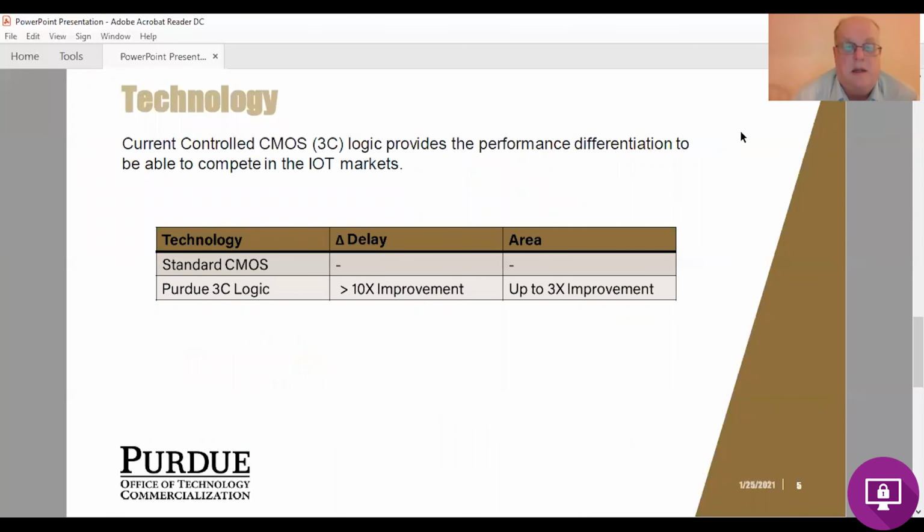So this slide is a way to capture briefly the performance differentiation that's been achieved, and which will allow one to compete in the IoT markets. The variation in the delay is greater than 10x improvement, and the reduction in area is up to a factor of 3.